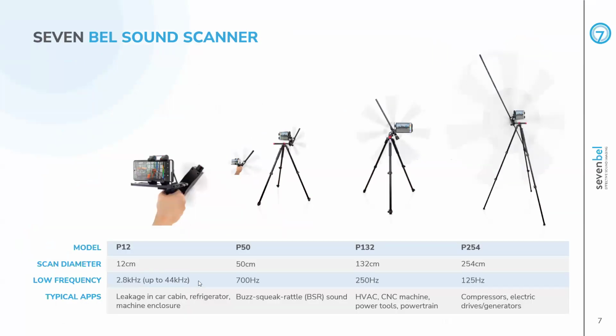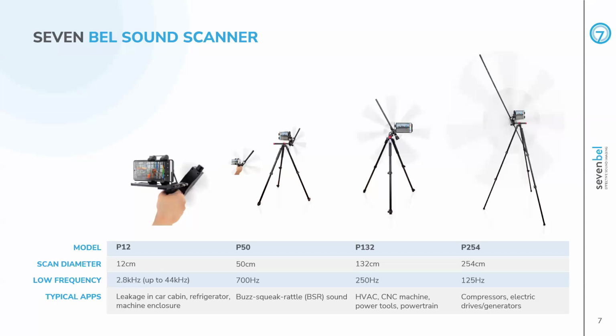Here's a brief overview of our SoundScanner sensor portfolio, starting from the far right, the P254, which is currently the largest mobile acoustic camera in the market, having a diameter of roughly 2.5 meters. And the starting frequency is 125 hertz. Mostly used for localizing sound emissions from products like compressors, electric drives, generators.